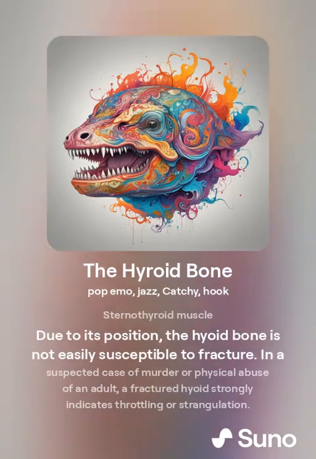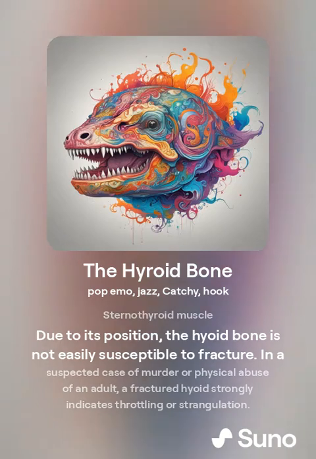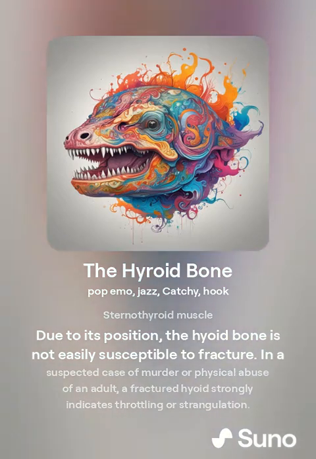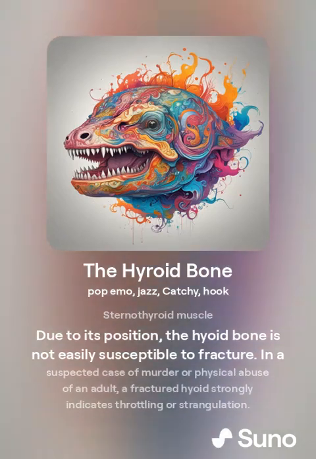Due to its position, the hyoid bone is not easily susceptible to fracture. In a suspected case of murder or physical abuse of an adult, a fractured hyoid strongly indicates throttling or strangulation.